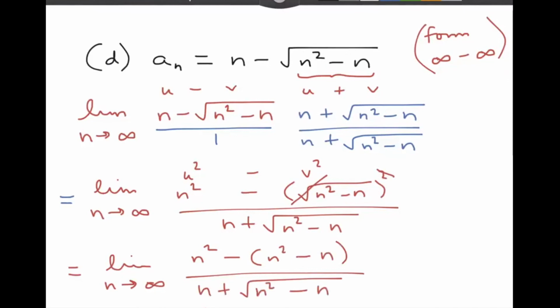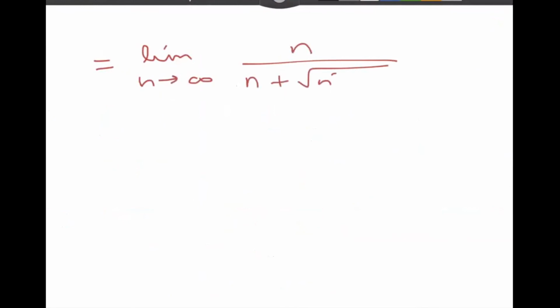And now in the numerator, those n squareds are going to cancel out, right? And by the way, we have to distribute that minus sign. So that's going to change the sign in front of n to positive. So what we're going to have is the limit as n approaches infinity of n over n plus the square root of n squared minus n. Now, I'm not sure what would happen if we used L'Hopital's rule on this. It might be okay. That square root of n squared minus n will be a little messy.